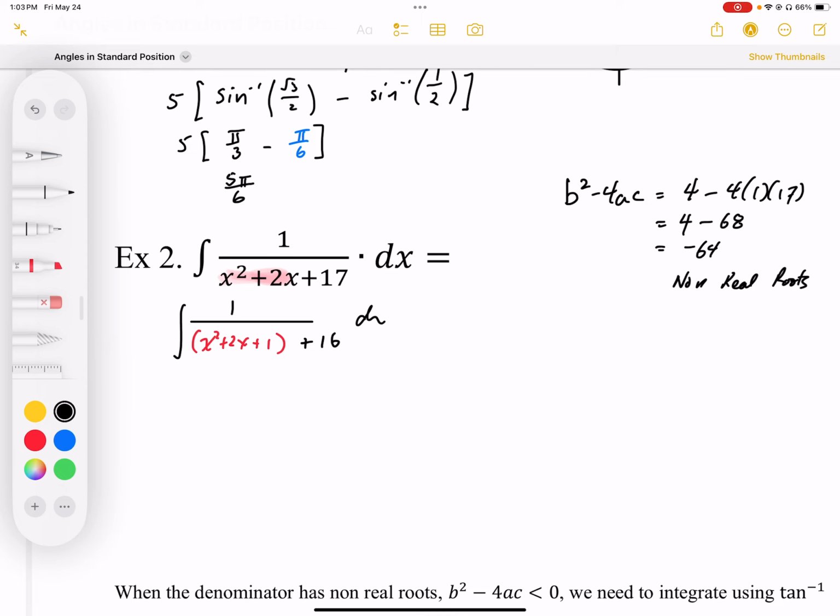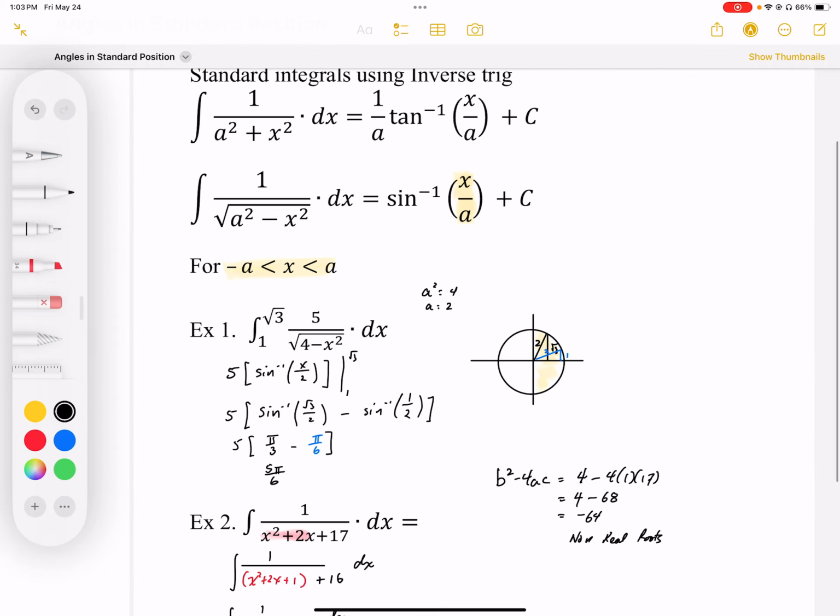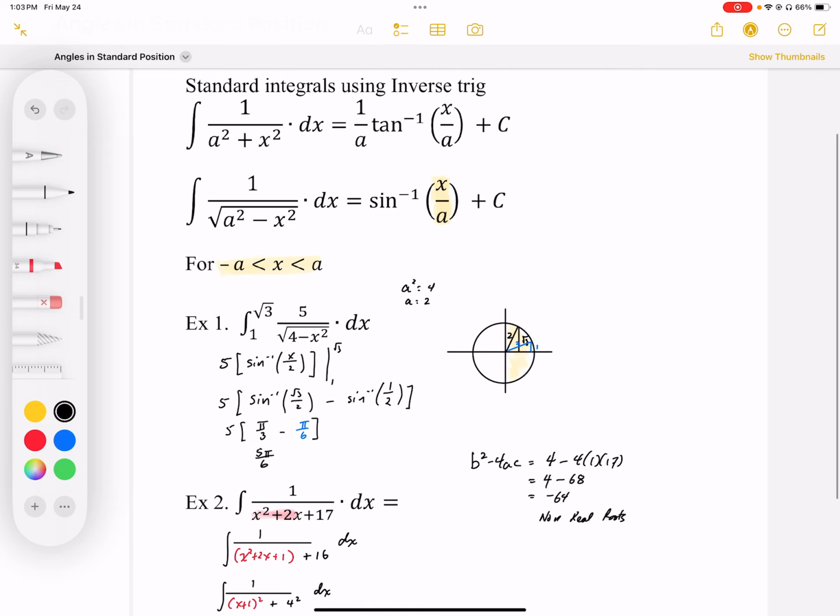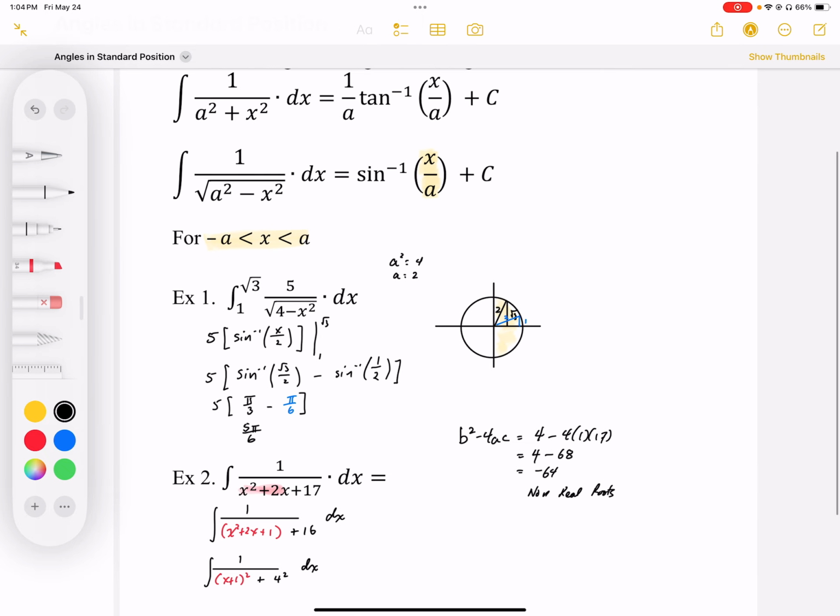And notice that when I put this into the perfect square form, we end up with x plus 1 squared plus, this is really just 4 squared. Well, that is the arctan form with a horizontal shift. It's just something squared plus something squared. Well, that is where I can use arctan. So then I can just put it into the formula.